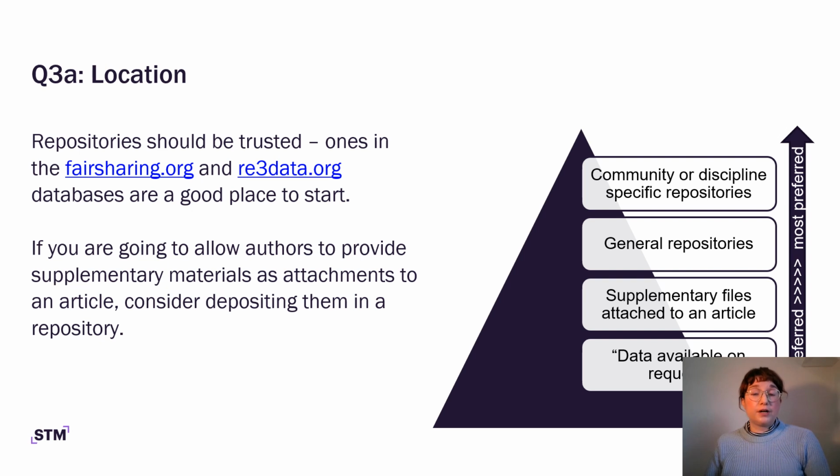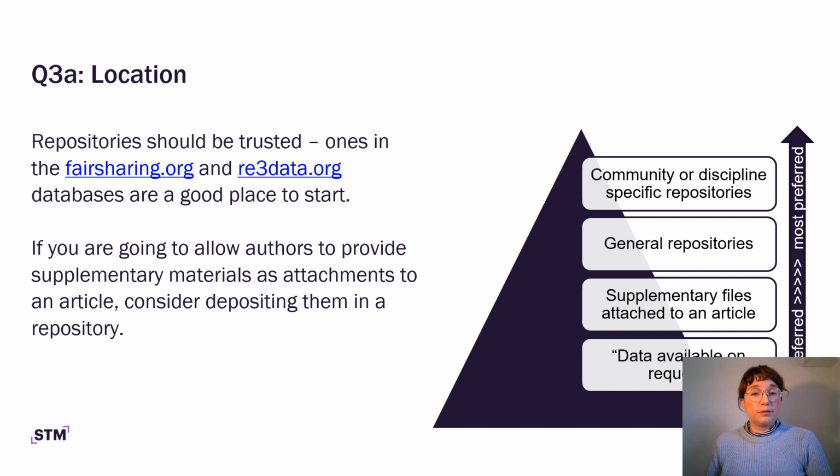Best practice for data sharing is to upload data to a repository, ideally one that's related to the author's research discipline or community. Using data repositories allows data to be found and accessed more easily, preserves the data over time, and provides persistent identifiers to allow the data to be cited. As previously mentioned, fairsharing.org or alternatively re3data.org are excellent ways to identify whether there are existing disciplinary data repositories that your authors may already be using.